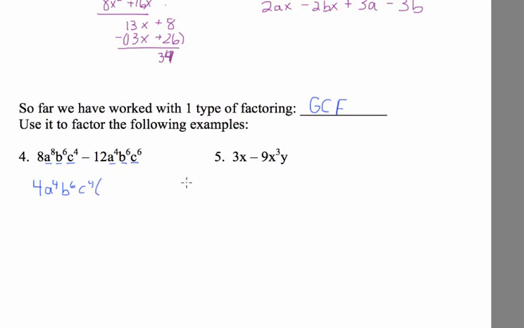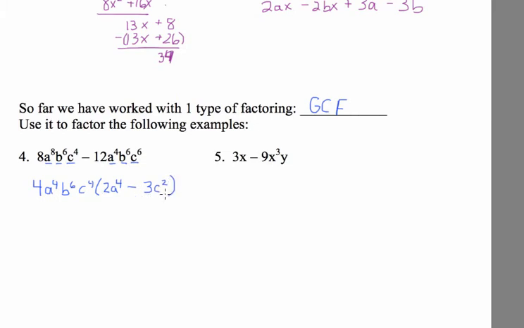Then in the parentheses, I put my leftovers. So when I divide a 4 out of there, I'm left with a 2. If I divide a to the 4th out of there, I will have a to the 4th left. When I divide b to the 6th out, that's gone. And I divide c to the 4th out, that's gone. So there's my first term. Minus. Okay, again, when I divide 4 out of there, I'll have 3 left. When I divide a to the 4th out, that will be gone. When I divide b to the 6th out, that will be gone. When I divide out c to the 4th, I'll have c squared left.